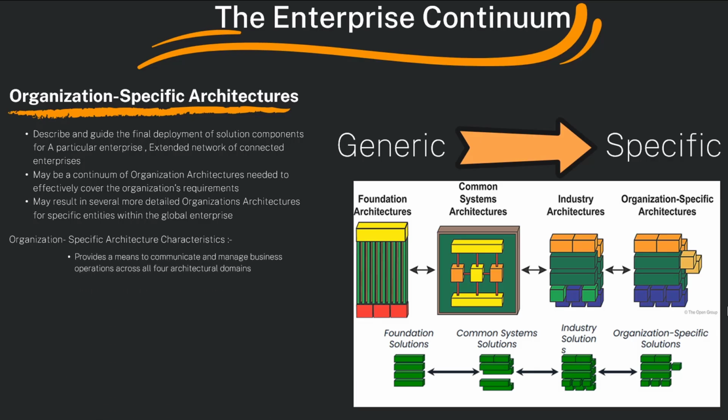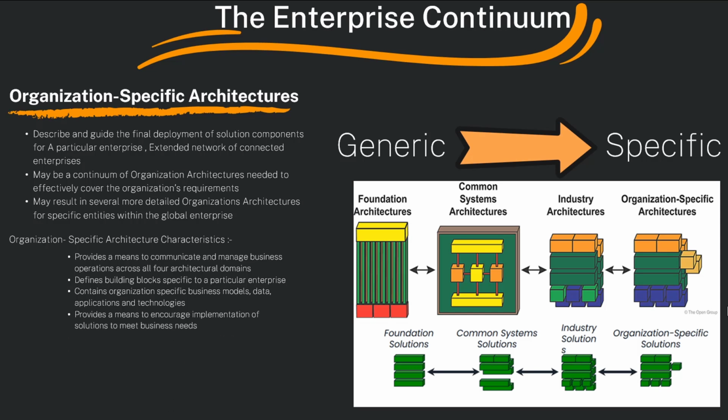Provide a means to communicate and manage business operations across all four architecture domains. Define building blocks specific to a particular enterprise. Contain organization-specific business models, data, application, and technologies. Provide a means to encourage implementation of solutions to meet business needs. Provide an evolutionary path to support growth and new business needs. Provide criteria to measure and select products, solutions, and services.